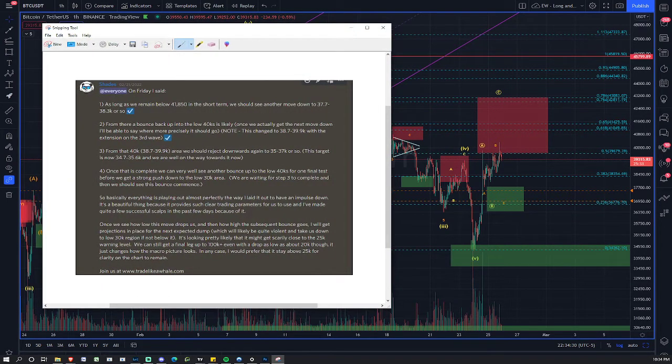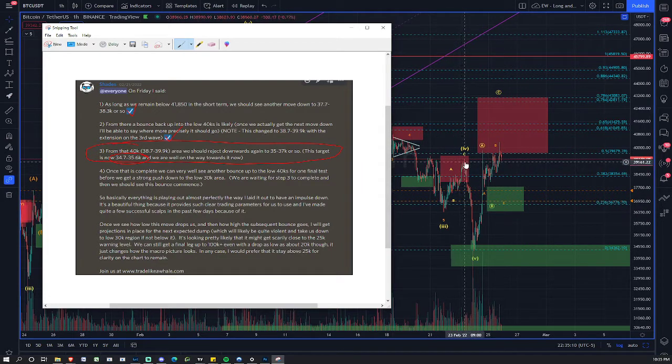Basically this was just checking off the things that happened between Friday and Monday. We had both of these things checked, and then here is the next step that I had. On our chart, this was the 21st, right here. I said from that 40K high we should reject downwards again to 35 to 37 or so. That was my Monday or Friday target, and then it changed to 34.7 to 35.6 in the video I did on Monday.